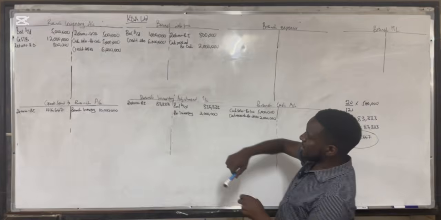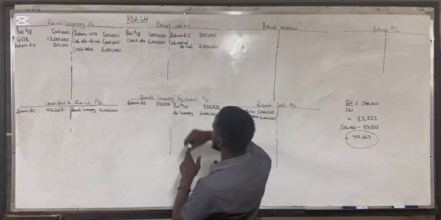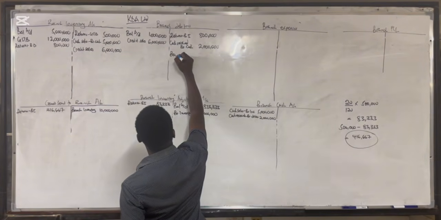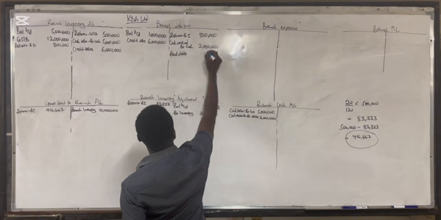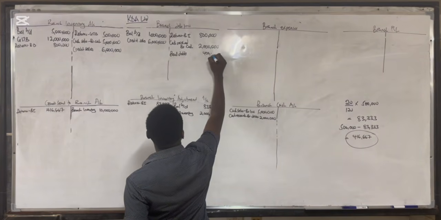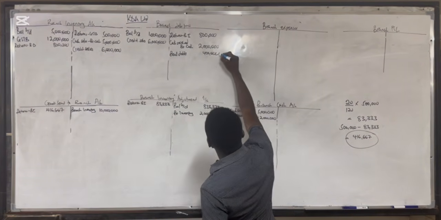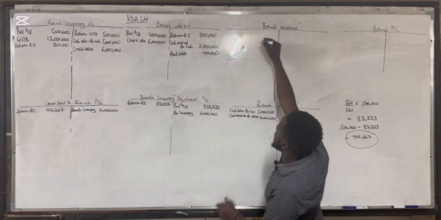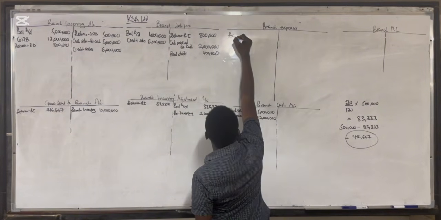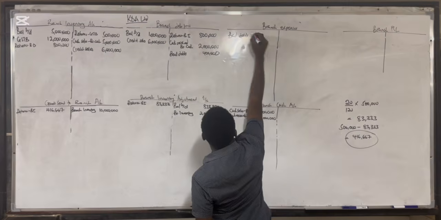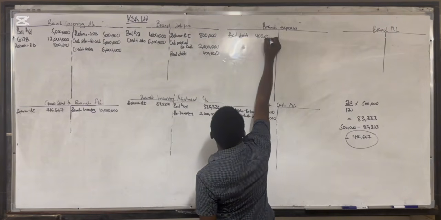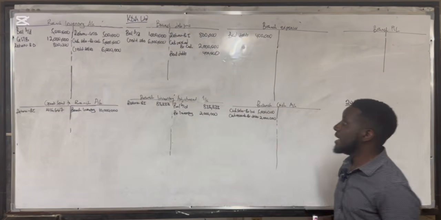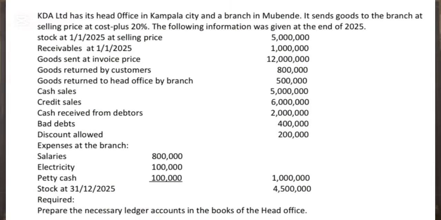So bad debts, these ones are affecting the branch debtors account. So you bring the bad debts here, bad debts being 400,000. We said that bad debts are expenses, and because they're expenses, we're supposed to take them to the expense account and we debit them. So we say bad debts of 400,000, like that. Then also we have the discount received.